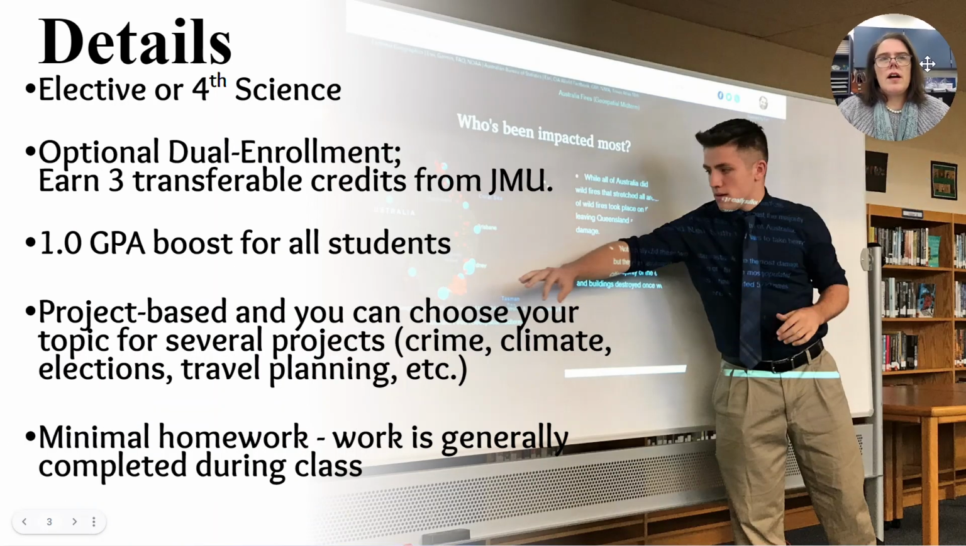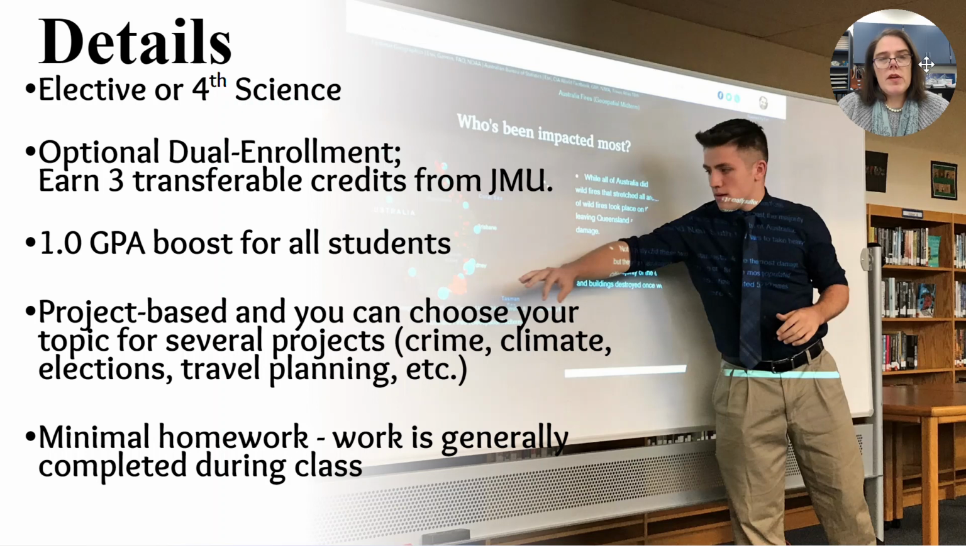So, the details of this class. Geospatial analysis can be used as an elective or as a fourth year science credit. It is for seniors only. It has an optional dual enrollment. Again, earn 3 transferable credits from James Madison University. If you actually attend James Madison University, the grade that you earn in this class will transfer with you to James Madison. It is an equivalent of Geography 161, Intro to Geographic Information Systems class.